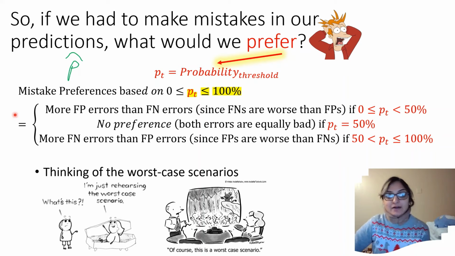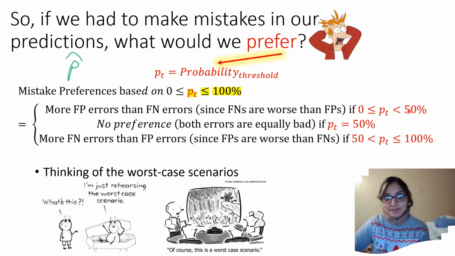And again, in all these cases, you do want to have as few false positive and false negative errors as possible. But if somebody were to ask you to choose which you would want to restrict, then this is what you would tell them based on your probability threshold.